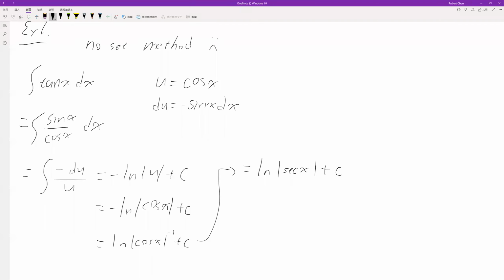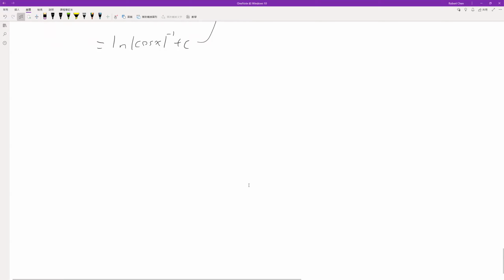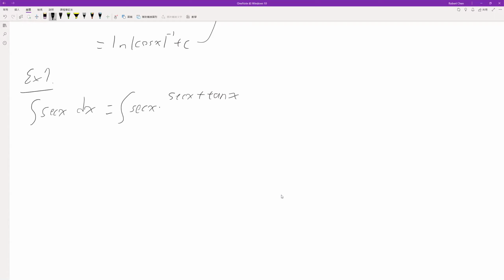Okay. Now, another one that's pretty interesting is, I think we used that earlier, but actually we didn't see that. So let's see. We have example 7. That is secant x dx. All right, and to do this, it actually requires a little trick. And the trick is you have to multiply both the numerator and denominator by secant x plus tangent x.